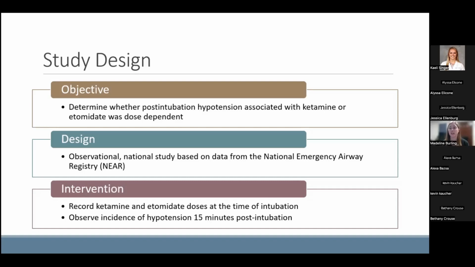They just happened to look at two agents separately. So keep that in mind. It was an observational national study based on the data from the National Emergency Airway Registry, which we'll talk about on the next slide. The intervention, basically, they recorded any ketamine and etomidate doses at the time of intubation and observed the incidence of hypotension within those 15 minutes following intubation.